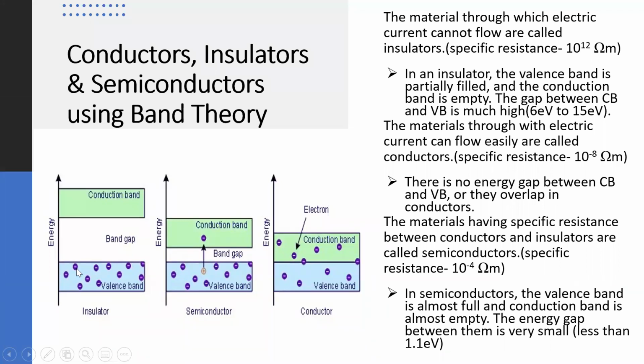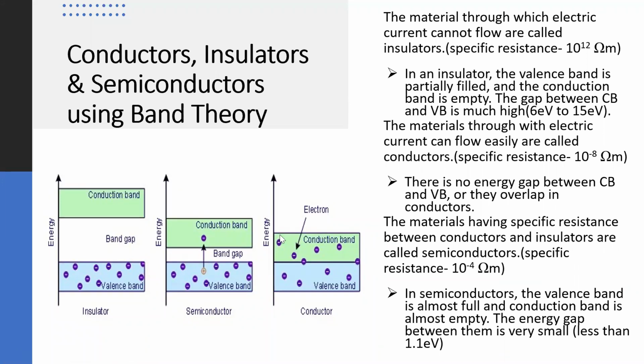So if an electron has to jump from the valence band to conduction band, they need to get 6 electron volt, which is not possible by just applying a potential difference between them. So the insulators cannot conduct electricity. Even if we apply a potential difference, they cannot give this much energy, that is 6 electron volt to 15 electron volt. So the electron here cannot jump to the conduction band, so they cannot conduct electricity because their band gap is very large. Okay.